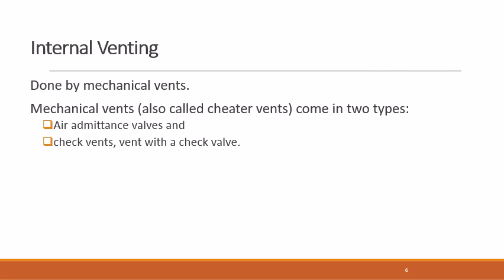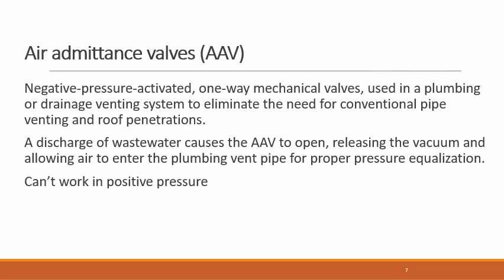A check vent is nothing but a vent with a check valve. The air admittance valve, that is AAV, is a negative-pressure-activated, one-way mechanical valve used in the plumbing or drainage venting system in order to eliminate the need for conventional pipe ventings and roof penetrations. The discharge of wastewater causes the AAV to open, releasing the vacuum and allowing air to enter the plumbing vent pipes for proper pressure equalization. So it can't work under positive pressure. This is the concept of the air admittance valves.